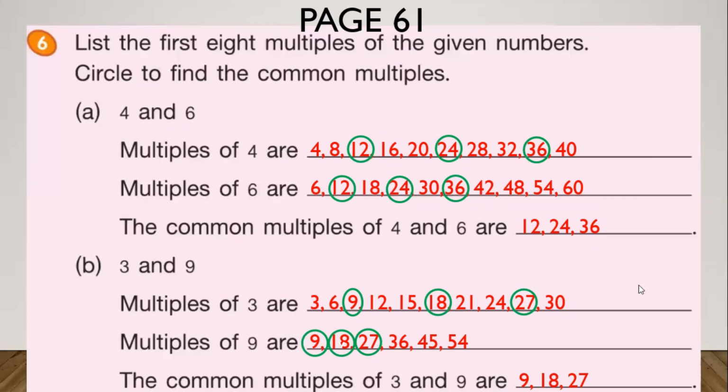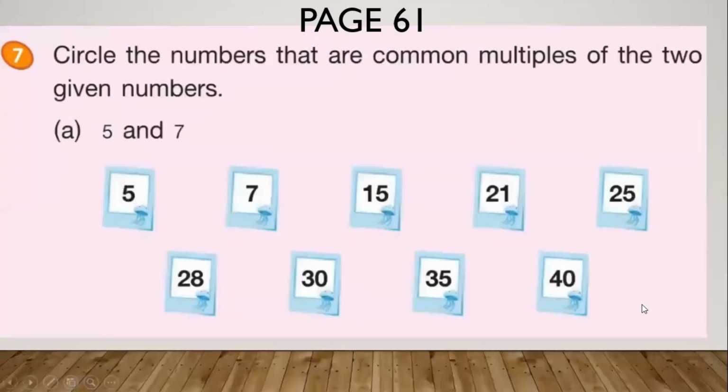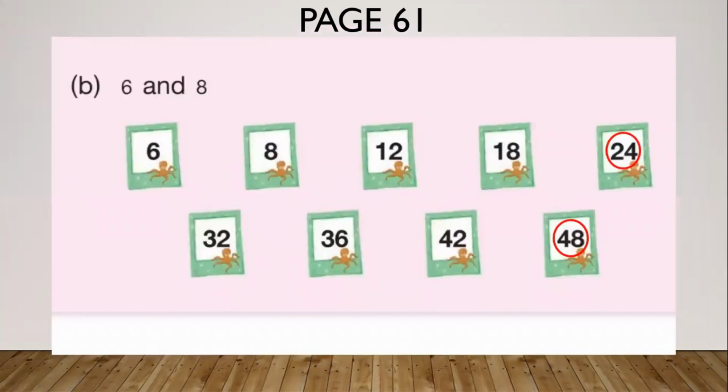Let's move on to the last part of the activity. Number 7, circle the numbers that are common multiples of the two given numbers. Letter A, 5 and 7. Can you give me the common multiple of 5 and 7? 35. Very good. So circle number 35 in your book. Next, letter B, 6 and 8. We have the answers here, 24 and 48.